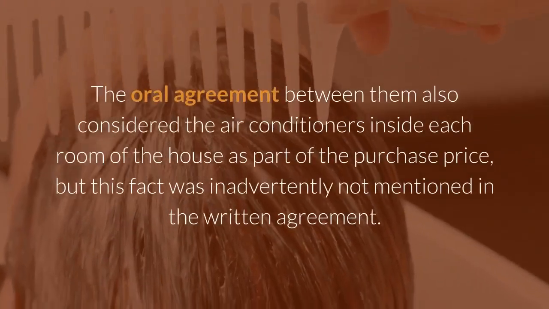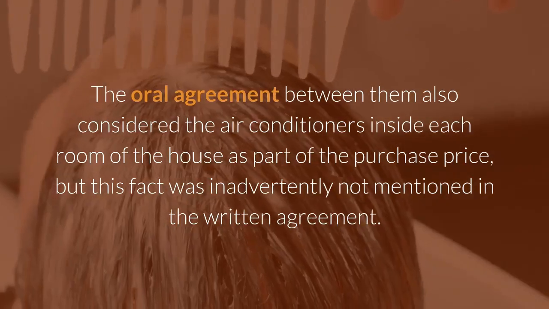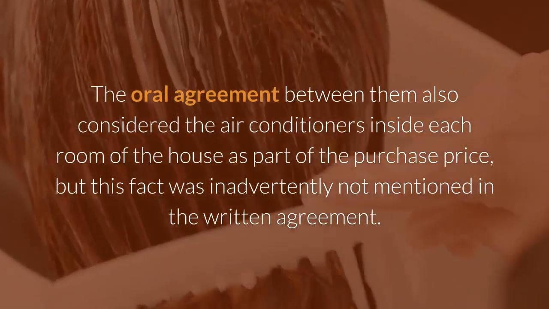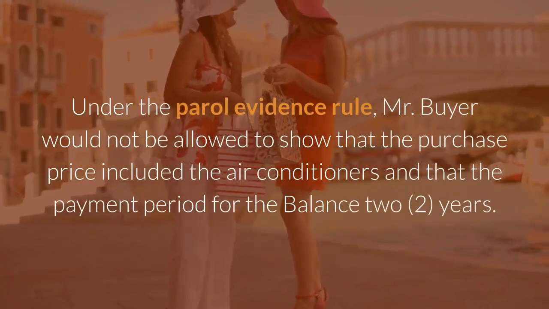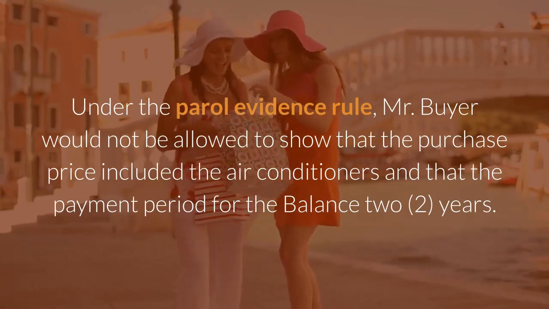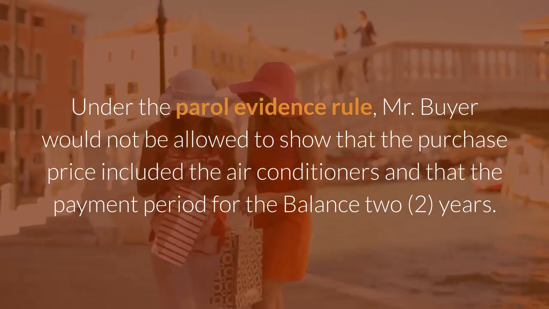The oral agreement between them also considered the air conditioners inside each room of the house as part of the purchase price, but this fact was inadvertently not mentioned in the written agreement. Under the parole evidence rule, Mr. Buyer would not be allowed to show that the purchase price included the air conditioners and that the payment period for the balance was 2 years.